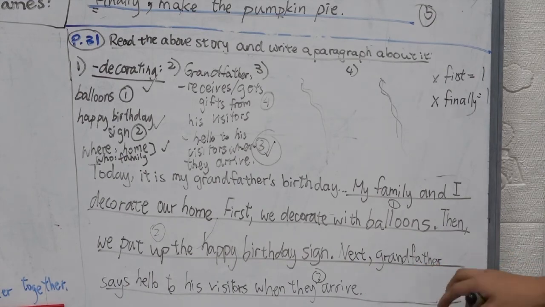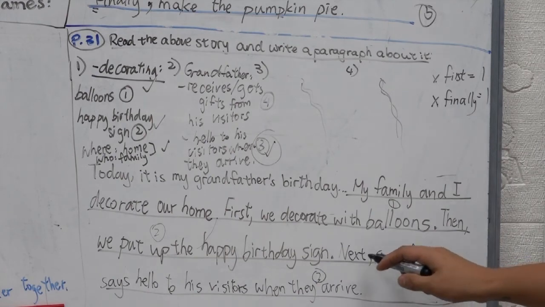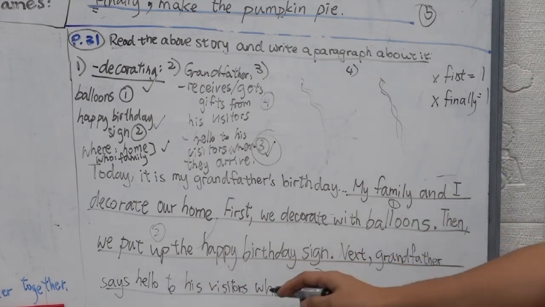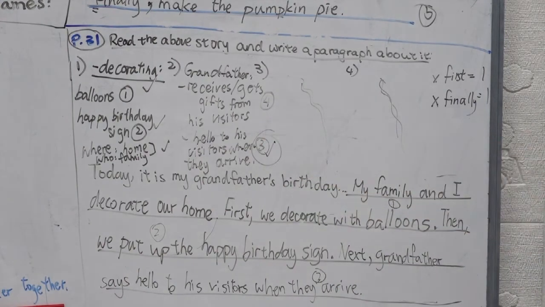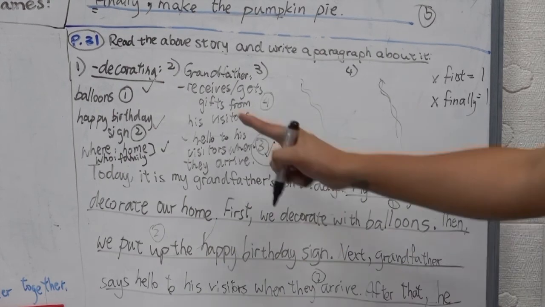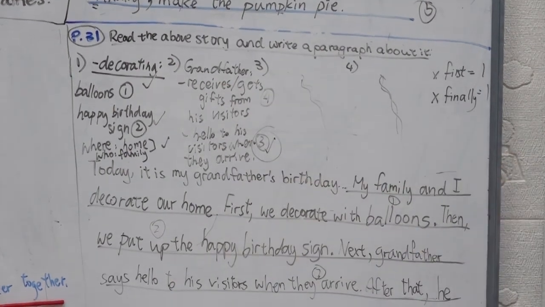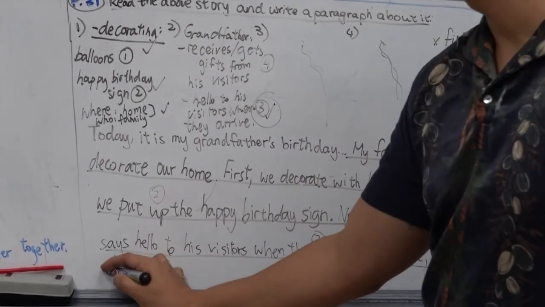What you can write is question number, or action number 4. So we already have next, grandfather says hello to his visitors when they arrive, right? Now what comes after next? After that, comma, after that what? You can say he now because it's grandfather again. He receives or gets gifts from his visitors, right? So you can write that down.